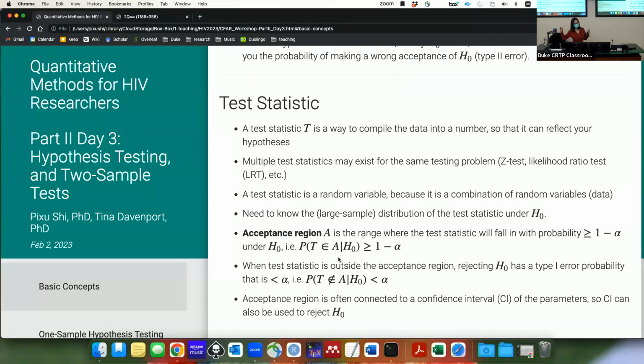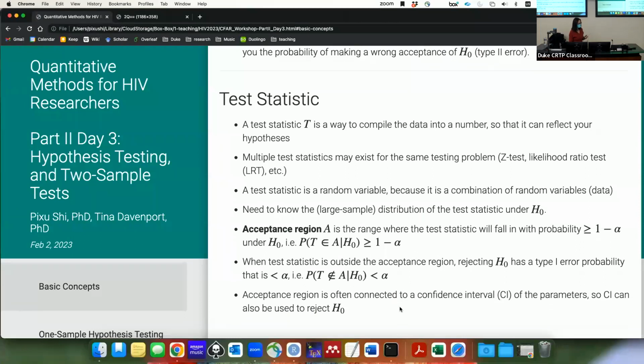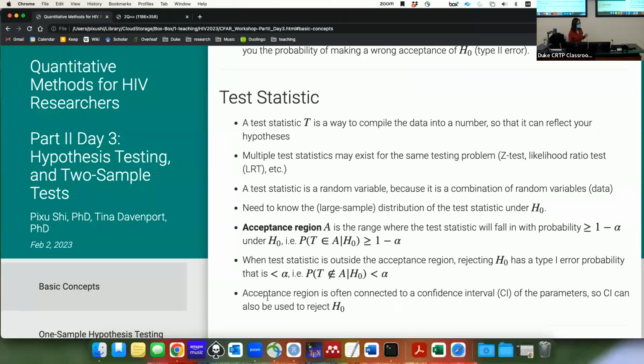The larger than 1.96 is actually your rejection region. Because 3 is in the rejection region, we reject the null hypothesis. And this acceptance region is often connected with the confidence interval. In some statistical classes, you will learn how to invert a confidence interval to get an acceptance region and vice versa.